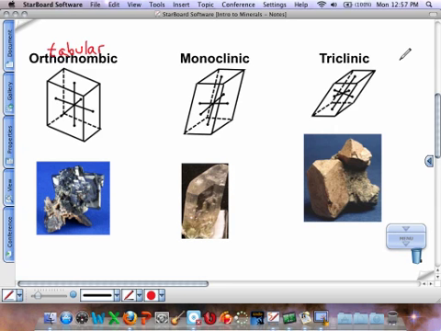Okay, then we have the clinics. I want you to look at monoclinic. Compare that to triclinic. Look at the two images. What do you guys think is the difference between monoclinic and triclinic? Maybe about 1 and 3. Okay, 1 and 3. Okay, good. So that's a good start. Mono meaning 1, tri meaning 3. But 1 what? 3 what?